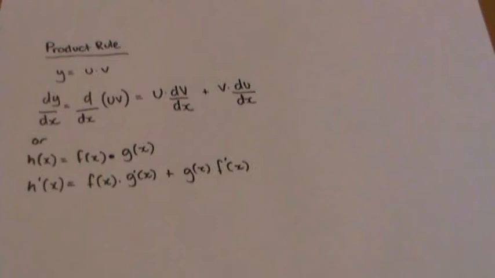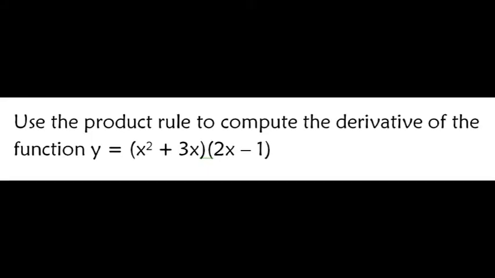Hopefully relatively painless, but just to check, we'll go through a worked example. Remember to pause it at the question and only look at the answer solutions if you get stuck. So you need to use the product rule to compute the derivative of the function y equals x squared plus 3x multiplied by the function 2x minus 1.